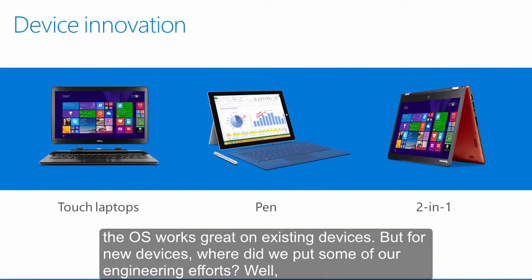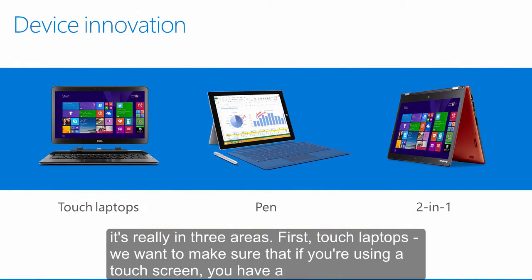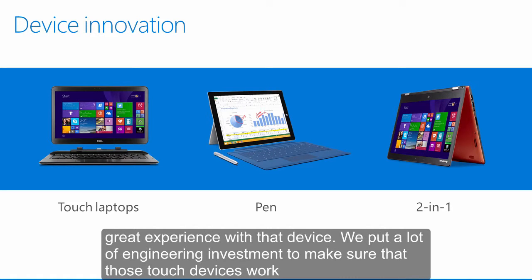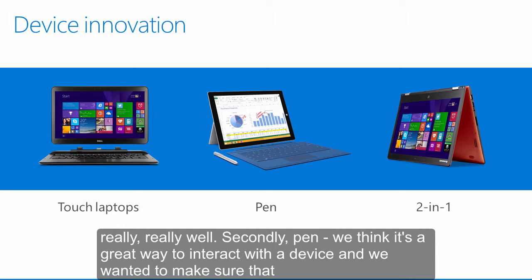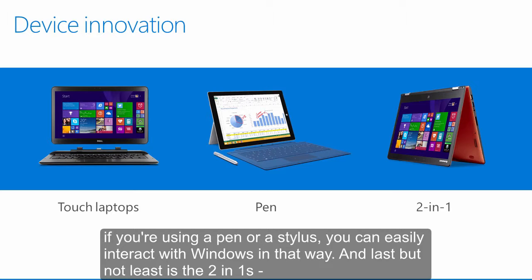But for new devices, where did we put some of our engineering efforts? Well, it's really in three areas. First, touch laptops. We want to make sure that if you're using a touchscreen, you have a great experience with that device, so we put a lot of engineering investment into making sure those touch devices work really well. Secondly, pen. We think it's a great way to interact with the device, so we wanted to make sure that if you're using a pen or a stylus, you can easily interact with Windows in that way.